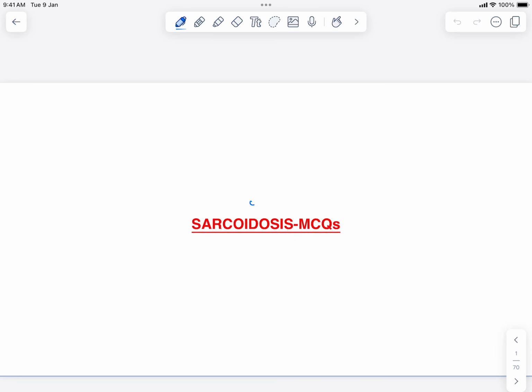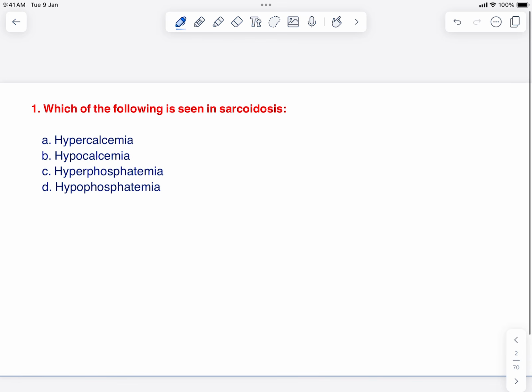So in this session, I'll be doing a quick discussion on multiple choice questions on the topic of sarcoidosis. The first question is, which of the following is seen in sarcoidosis? Hypercalcemia, hypocalcemia, hyperphosphatemia, or hypophosphatemia. The answer is hypercalcemia.